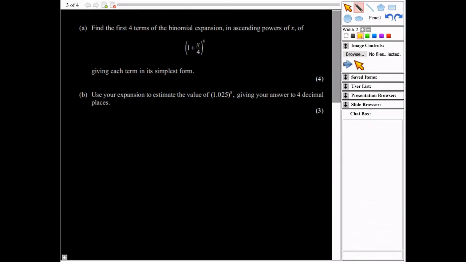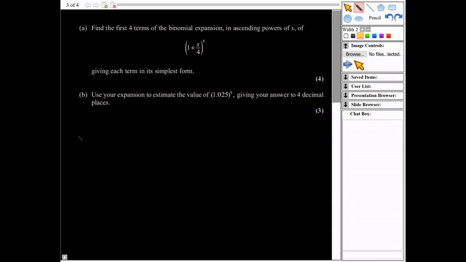So here I have an actual question. It says, find the first four terms of the binomial expansion in ascending powers of x of 1 plus x over 4, all to the power of 8, by the looks of it, giving each term in its simplest form. Okay, so what I'm going to need to do is to put that in the form we were talking about previously, having a plus b, and then to the power of n. So that's all to the power of 8.